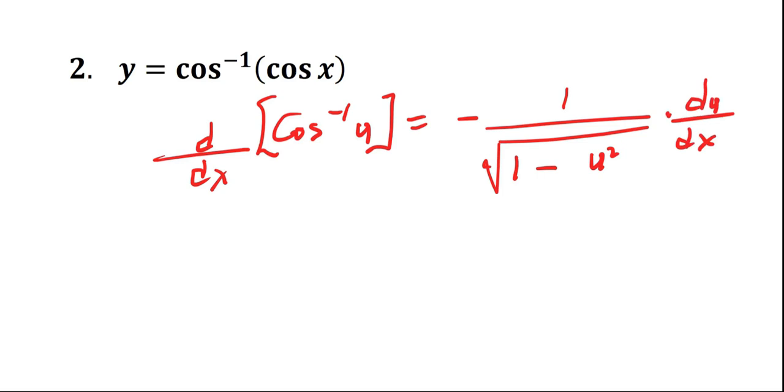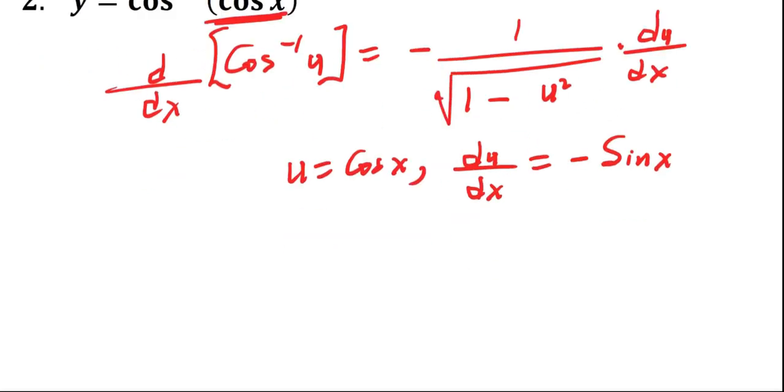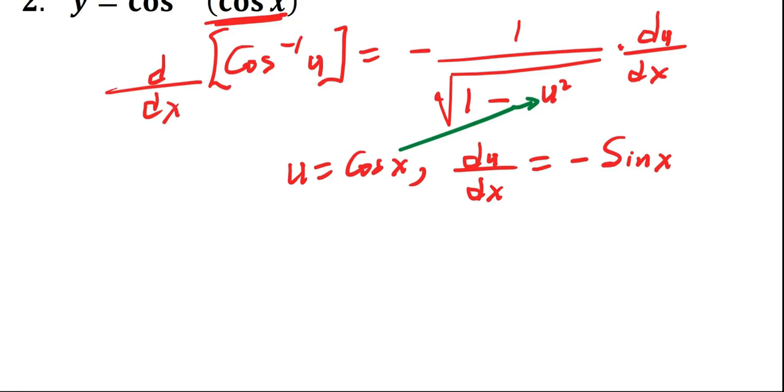So now let's identify our u. u is equal to cos x, and the derivative of cos x, which is du/dx, will be equal to negative sine x. So right now we need to plug this into the formula. Remember that u is cos x, so we need to plug it over here, and du/dx is negative sine x, so we are going to plug this over here.